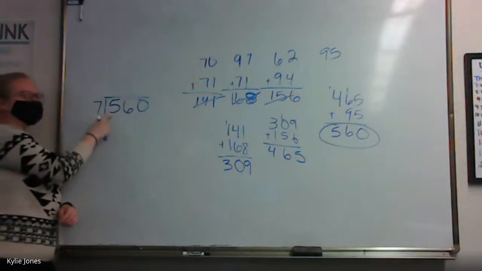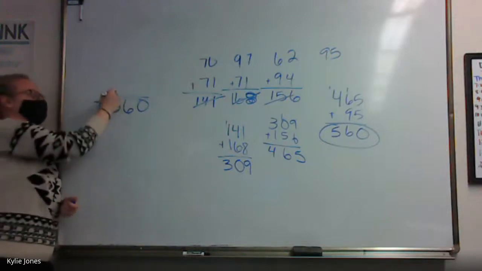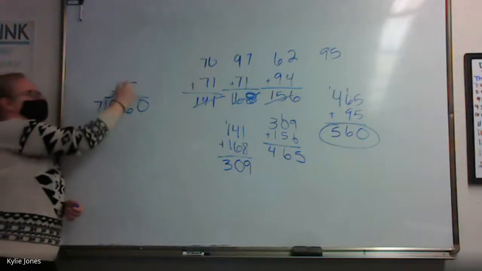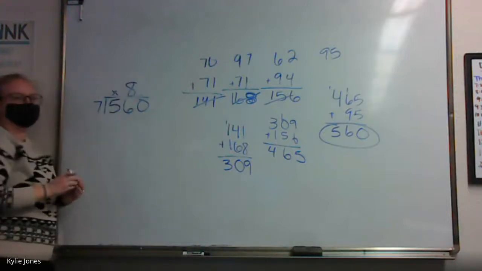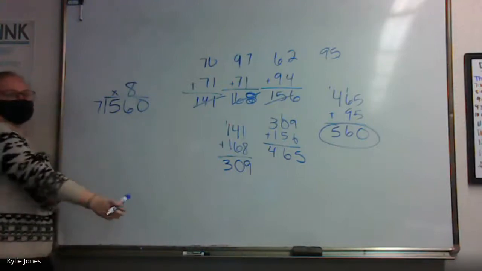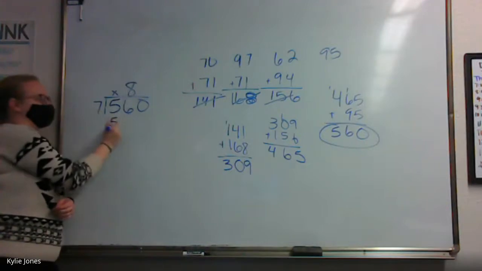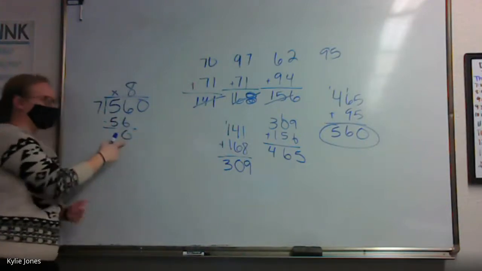Does 7 go into 5? No. Nope. It does go into 56. How many times? I got 8. I got 4. The adding was a little bit off? Nope. What is 8 times 7? 56. Subtract, and we get 0. I got a 0. Am I done?